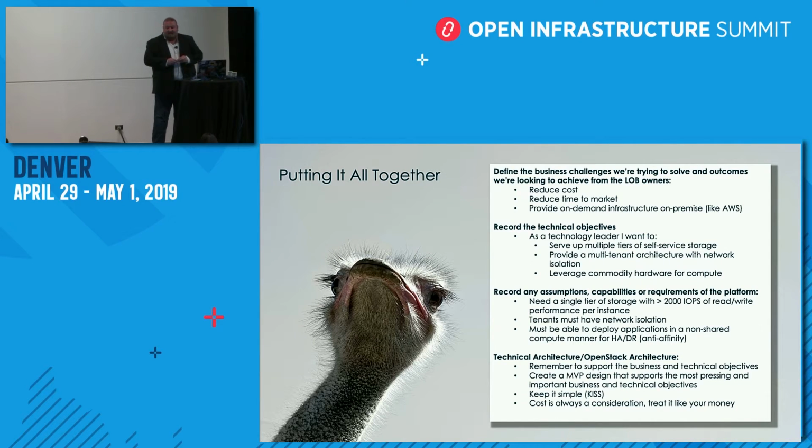Technical architecture and OpenStack architecture. It always goes back to the business and technical objectives. You create an MVP design. I don't know if anyone knows what that is, but it's a minimum viable product design, using your first use cases. Don't go nuts. Don't include projects you don't need. Trust me, you're not going to like that. It's going to be more nightmare than not. So you need to go back to your business objectives. Keep it simple.